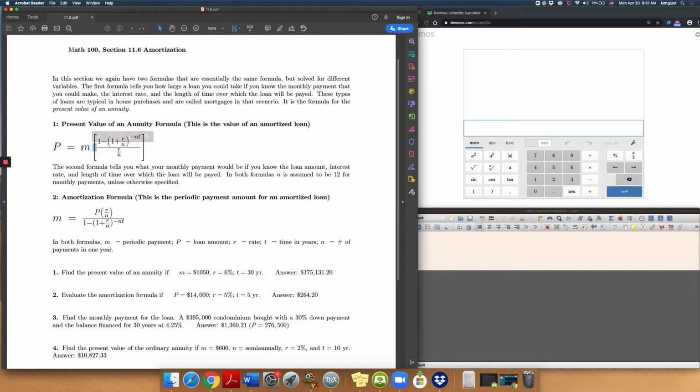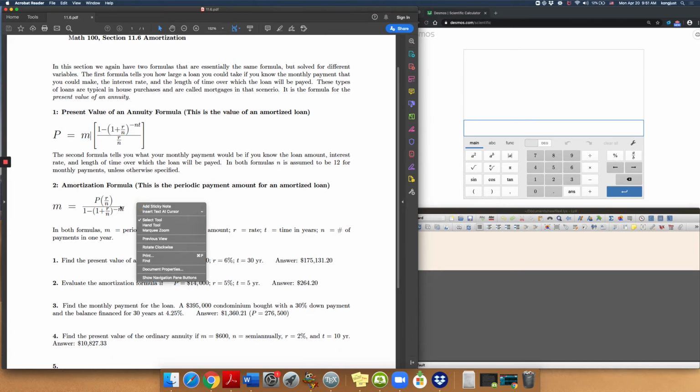And even though I say monthly, this M doesn't necessarily have to be monthly. It's whatever payment you're making at the period. So if N is something like quarterly, then this will be your quarterly payment instead. Alright. The second formula tells you what your monthly payment would be if you know the loan amount. So it's kind of like the other side of that same equation. If you know the loan amount, the interest rate, and the length of time over which the loan will be paid. So in both formulas, N is assumed to be 12 for monthly payments unless otherwise specified. So if you don't see an N, that means you're just going to set N equal to 12.